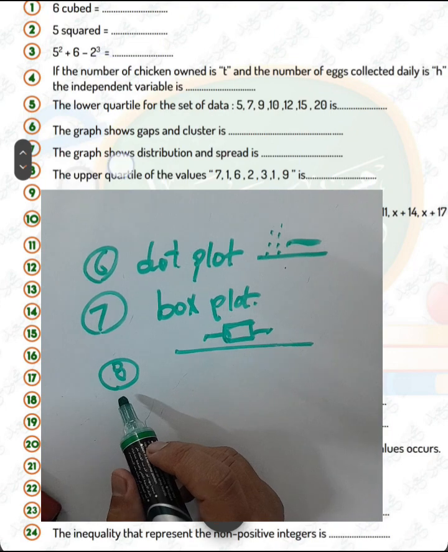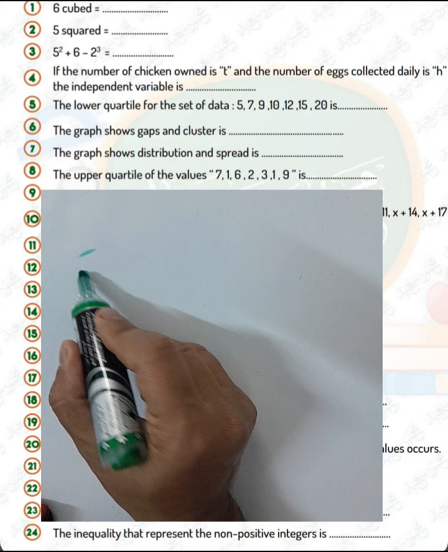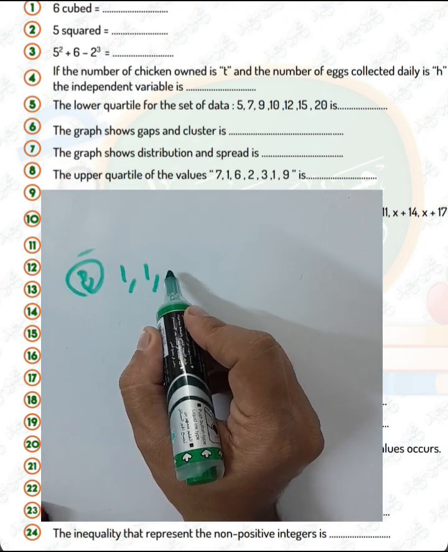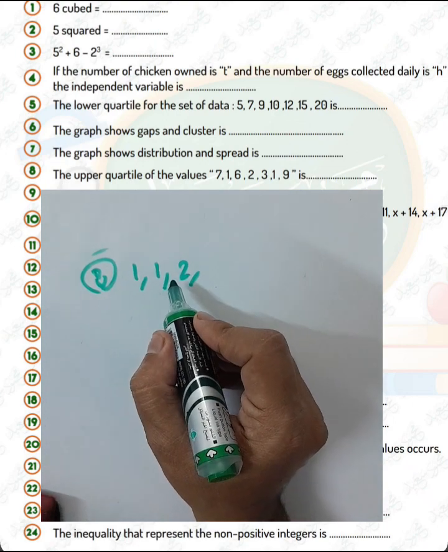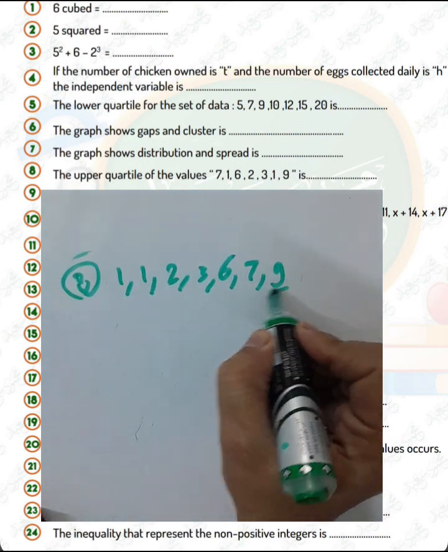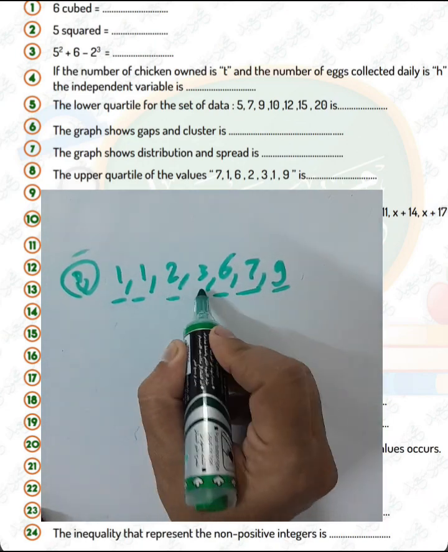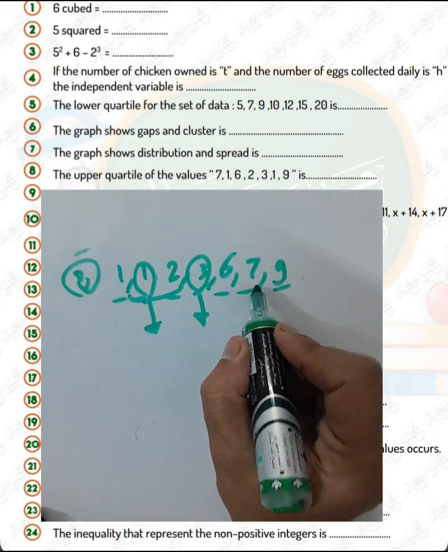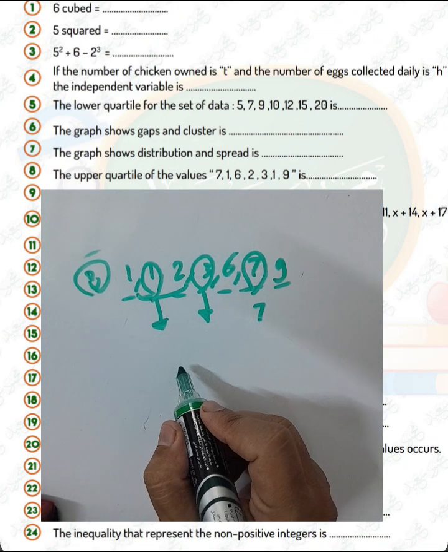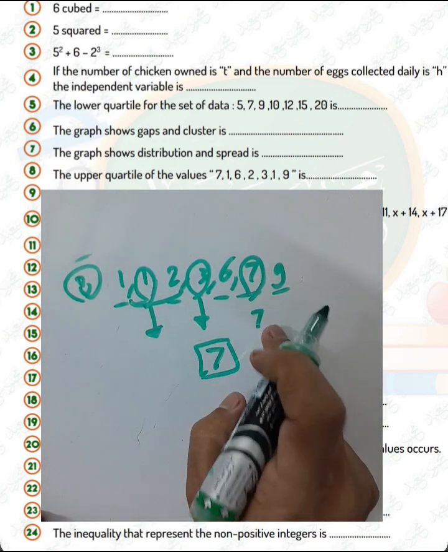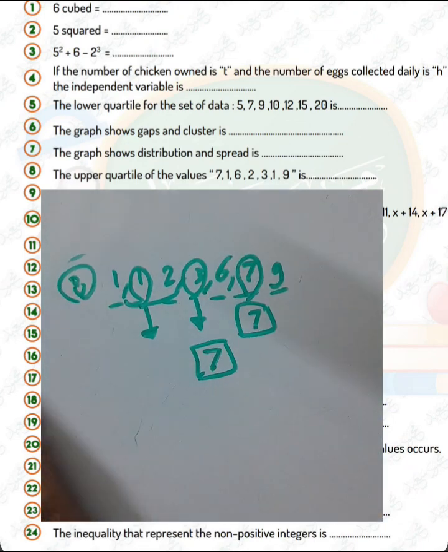Question 8. The upper quartile of the values, but you must arrange all the values first, right? 1, 1, 2, 3, 6, 7, 9. 6 is the median, and 1 we called it lower quartile, and 7 upper quartile. The upper quartile here will be 7. The result will be 7. Okay, it's the upper quartile.